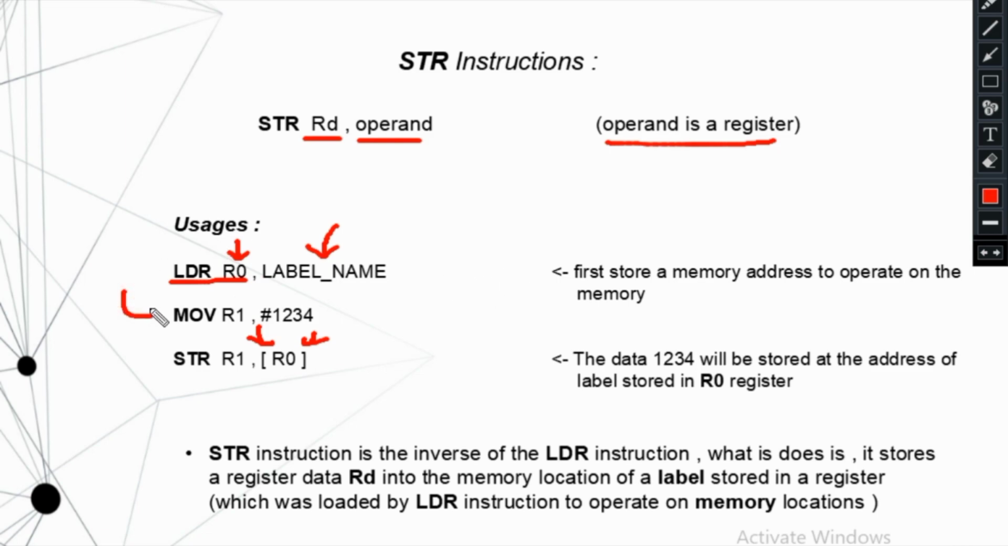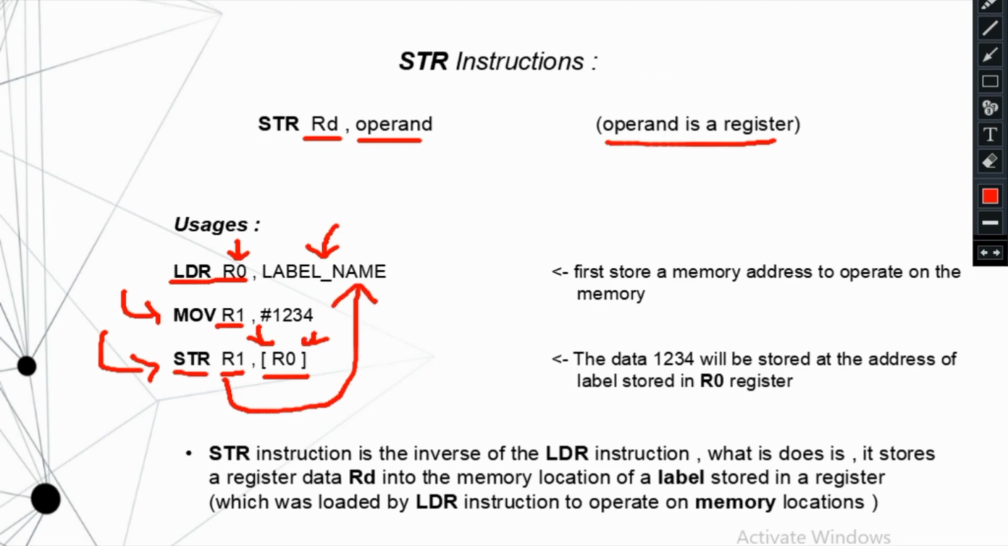What we are doing next is moving some data into R1. At this stage, R1 stores this data and R0 stores the memory address. After this instruction, we are storing the data of R1 to the memory address stored at R0. So R1 will ultimately be stored at the memory address of this label.